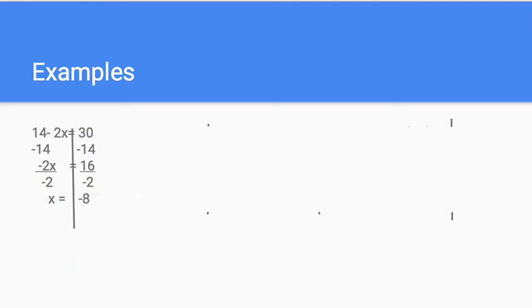Now if I want to go back and check that, if I multiply this 2 times negative 8, that gives me negative 16. 14 minus negative 16 is equal to positive 30. So I know I've done this correctly. So you can always go back and check your answer. There's no reason to ever miss one of these problems. So let's look at the next one.